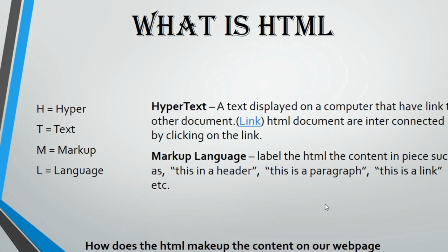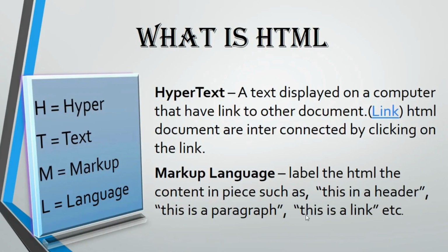So, what exactly is HTML? HTML is an acronym for Hypertext Markup Language. And what are these words? Hypertext. Hypertext is text displayed on a computer that has links to other documents. HTML documents are interconnected by clicking on the links, and the markup language tells the browser how the content should be displayed, whether the content is a header, or a paragraph, or a link.